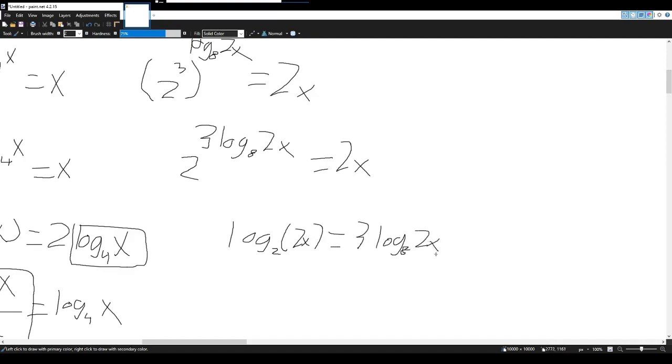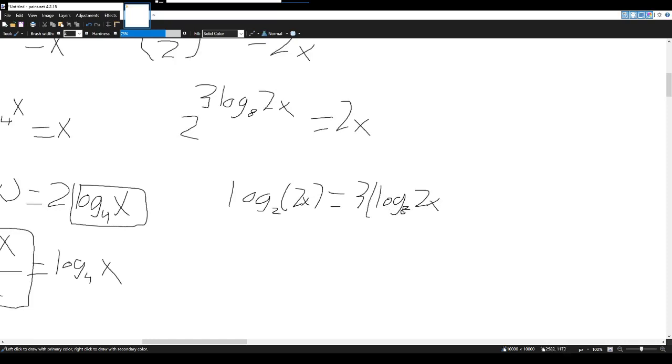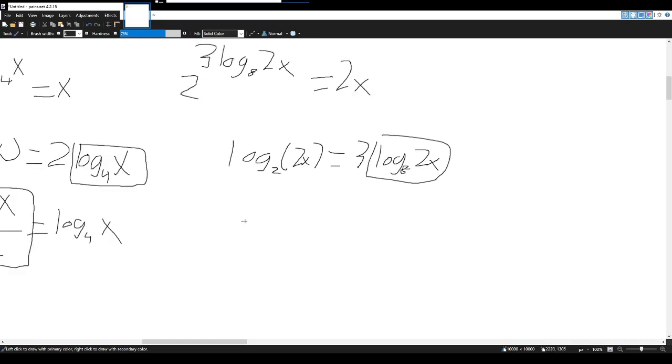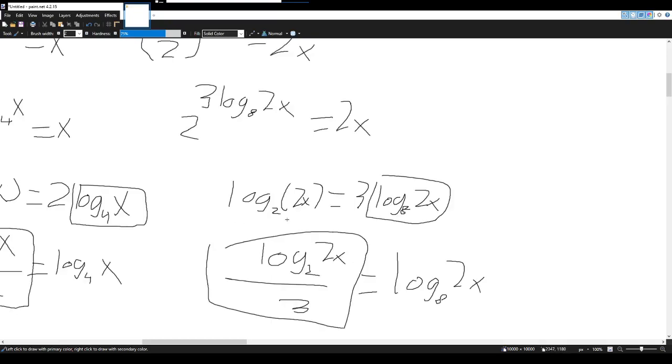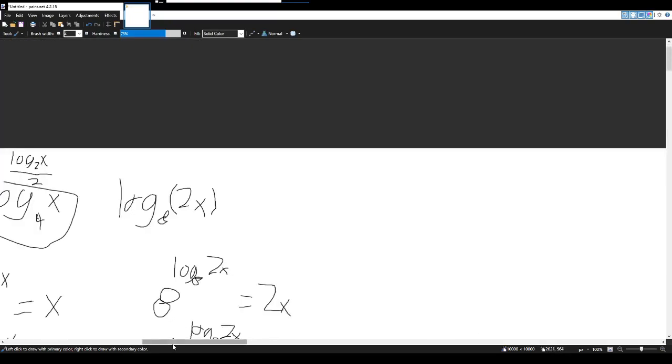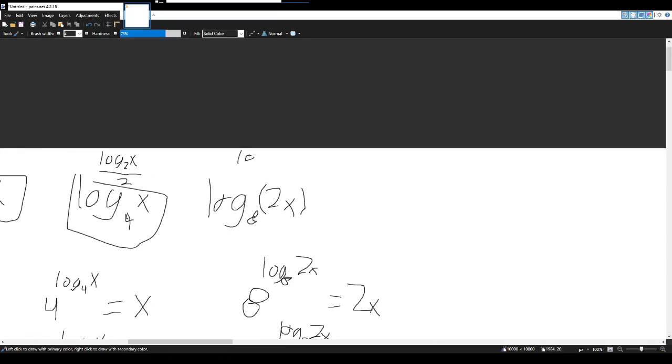So we want to solve for this, like before. We divide by 3 on both sides, and clearly log base 2 of 2x divided by 3 equals log base 8 of 2x. So now we have this. Let's rewrite it as log base 2 of 2x over 3.